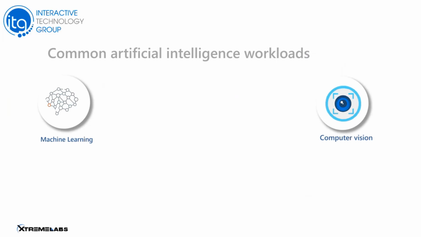Let's dive a little bit deeper into these different workloads. In an overview sense, as I just mentioned, you have machine learning. Machine learning is basically training algorithms on data that's provided to make predictions, classifications, and decisions without them being explicitly programmed. This involves tasks like supervised learning, unsupervised learning, and reinforcement learning.